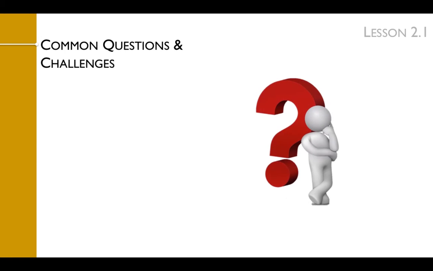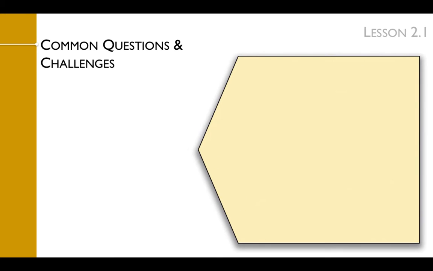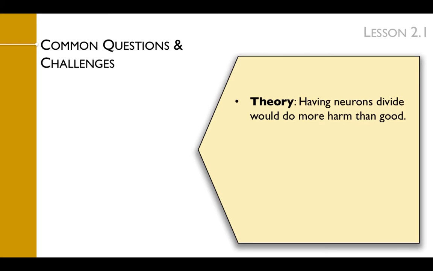This lesson is fairly straightforward, especially for students who have covered neurons in previous classes. That said, one of the most common questions teachers get is, if neurons are cells, why can't they divide to repair damage like other cells in our body? And it is a little weird that we can't replace neurons that get damaged, but the theory is that having neurons divide would do more harm than good.